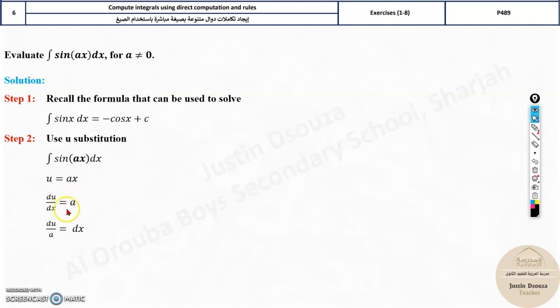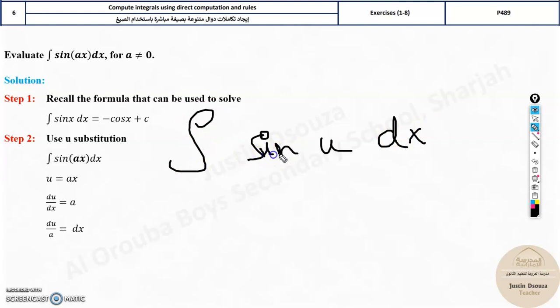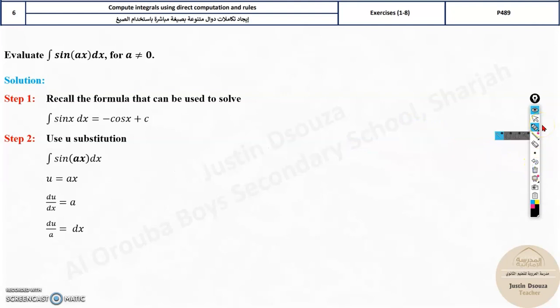Then just take this dx to the other side and bring the a to the other side. So now you know what is u and you know what is dx. Why do we need this dx in terms of du? Because now you can substitute u for ax inside the sine, but you're still left with dx. You can't integrate when you have the function in terms of u and the integral in terms of dx. These are two different things. It must be the same variable. So that is why you need to find dx in terms of du. Now just substitute everything and solve.